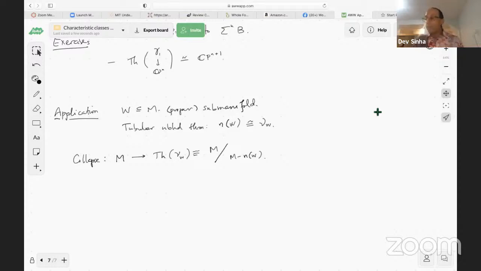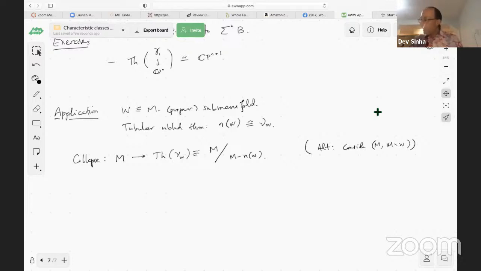Alternatively, let me just make that aside, alternatively, we can consider the pair M and M take away W. And again, by the tubular neighborhood theorem, then you can excise things and be thinking about the normal bundle and W.